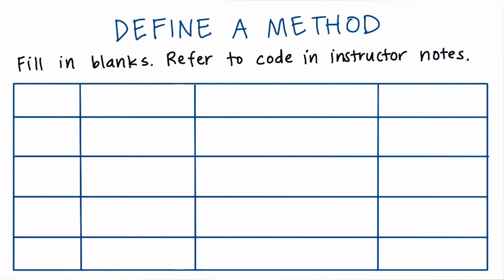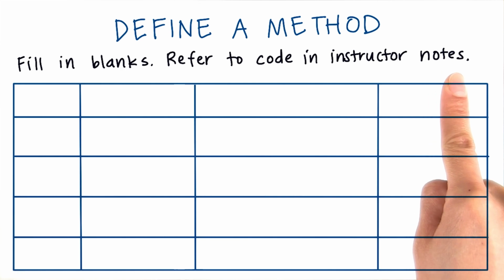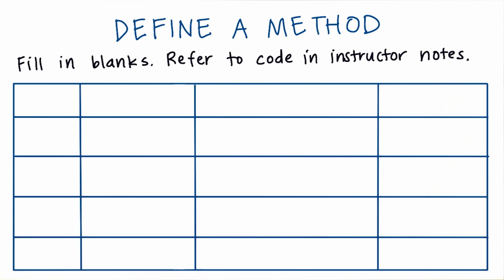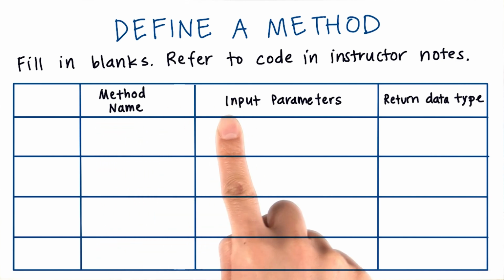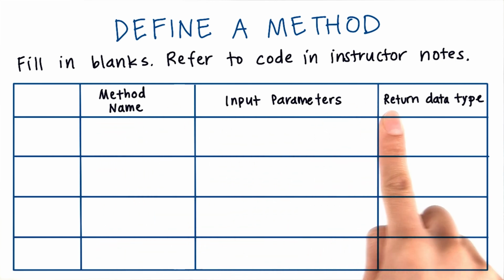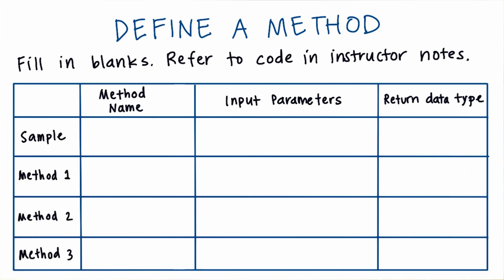In this quiz, you'll have a chance to practice identifying the different parts of a method declaration. We're going to provide some code to you in the instructor notes. The code contains a bunch of methods that could appear in any app. For each case, can you tell me what is the method name, the list of input parameters, and the return data type? Let's do the sample together.